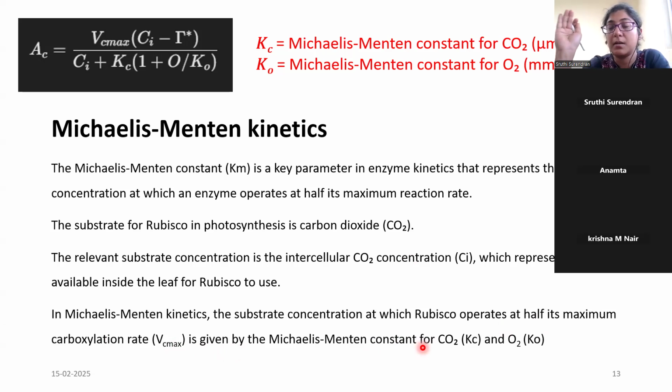If the maximum carboxylation rate, which is VC max, is equal to 15, a particular carbon dioxide concentration can help in achieving around 7.5 micromoles of carbon dioxide per meter square per second of carboxylation. Then that is what we call the Michaelis-Menten constant for carbon dioxide. The same thing is there for oxygen also. So the theory behind this is that the substrate concentration that results in half of the maximum reaction rate by that enzyme is given by the Michaelis-Menten constant.